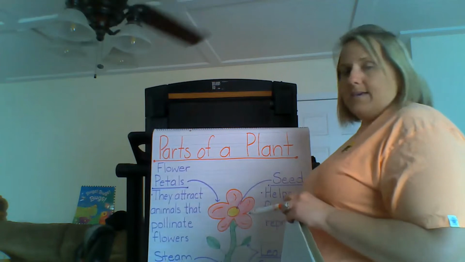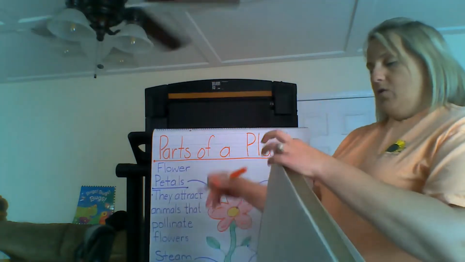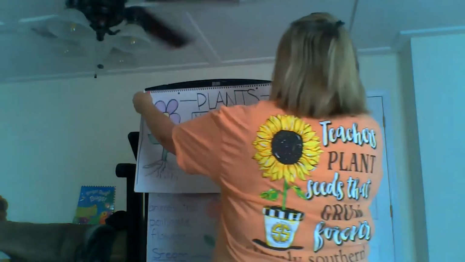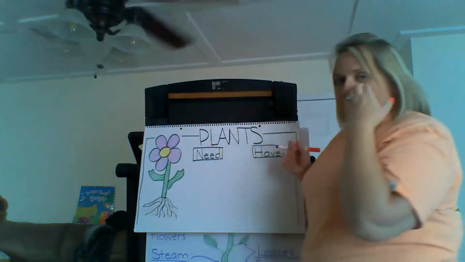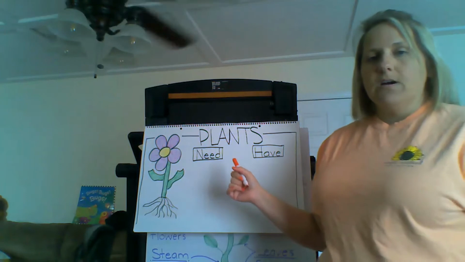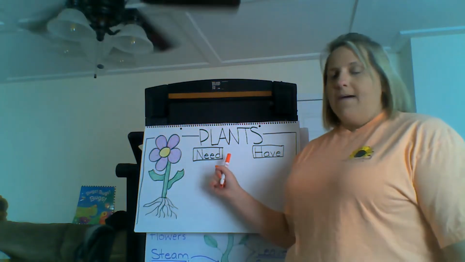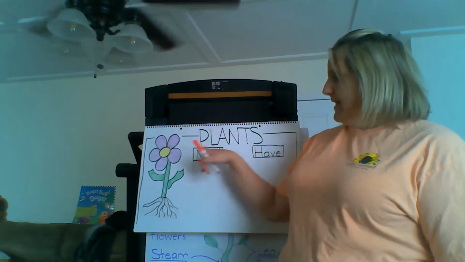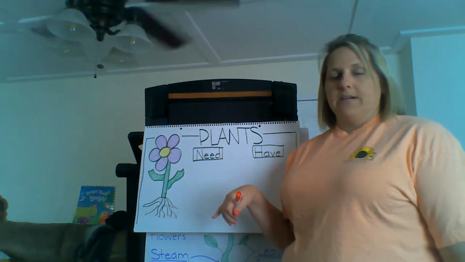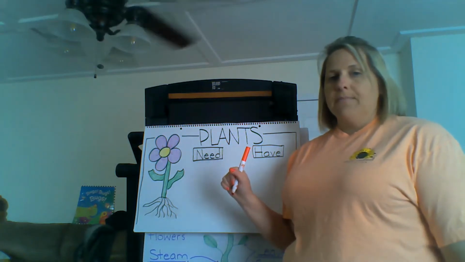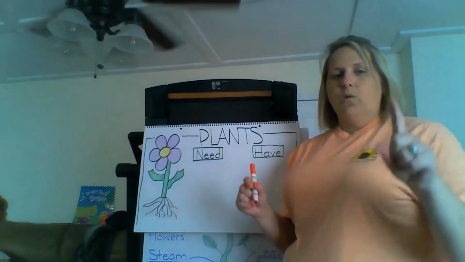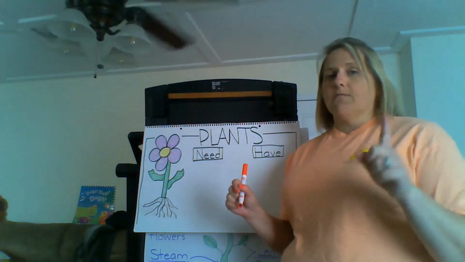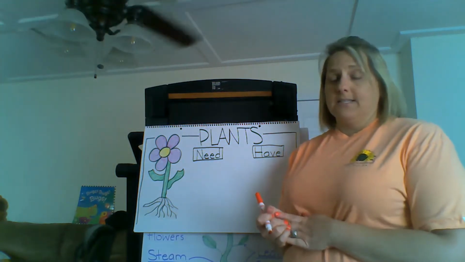Alright, so today we're going to talk about what plants need and what plants have. And we've seen this before. This is our tree map. Usually we have the word plants, and then we have 2 or 3 things down here. So this is our tree map. And can you think of one thing? Just put on your thinking caps and think of one thing that a plant needs to live.